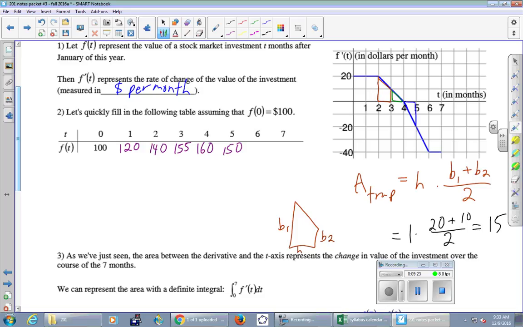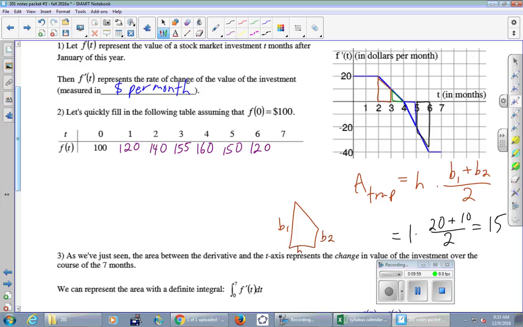Let's look at the next picture here. This guy, what shape is that? Trapezoid. Use our pretty new formula for the trapezoid to find the area. Two bases, average them, multiply by the height. What's the average of the bases? 30, right? 20, 40, average is 30 times the 1 month, 30. So we lost $30 that month. What's the value here? 120.